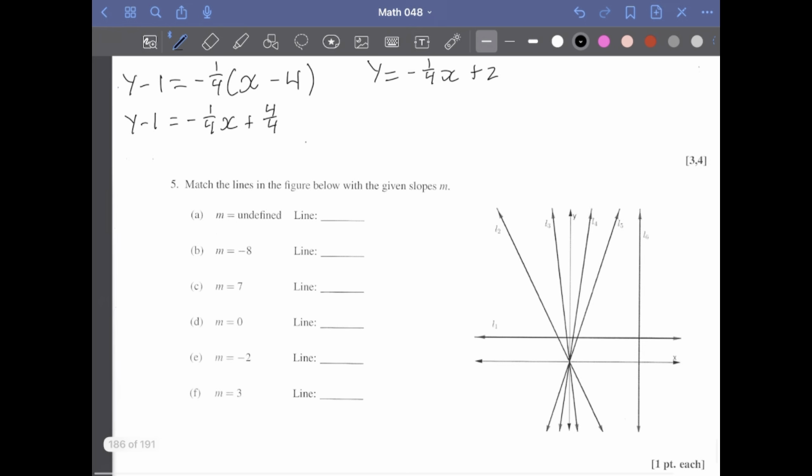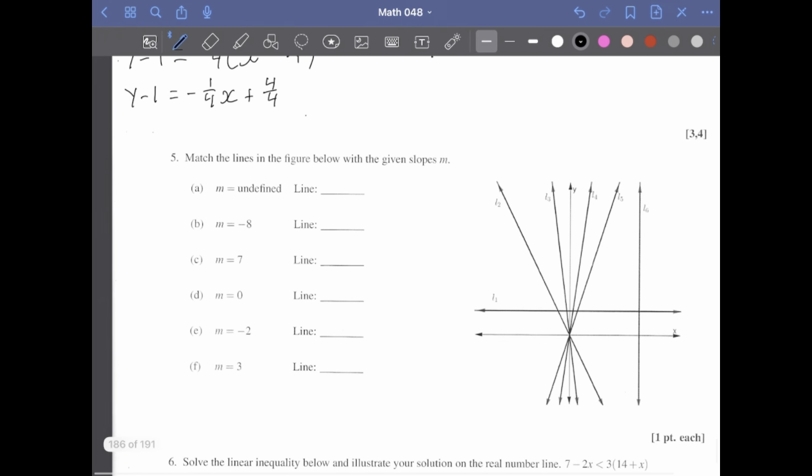Match the lines in the figure below with the given slopes m. Undefined. So an undefined slope is just a vertical line going straight down. So that'd be line 6. M is equal to negative 8. So a slope of negative 8.